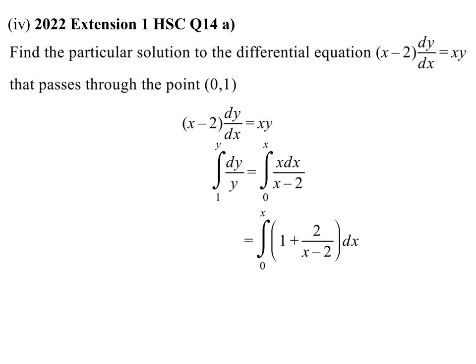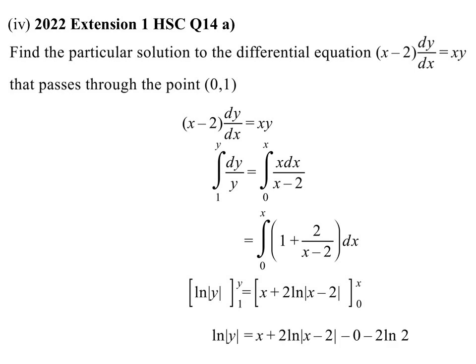The limits, we've got to match the limits. They told me that when x equals 0, y is equal to 1. We want to find a relationship between x and y. Playing around with the right hand side, it's going to be easier to make that x on (x minus 2) 1 plus 2 on (x minus 2). Now I can integrate both sides. On the left hand side I get log y, right hand side x plus 2 log (x minus 2).